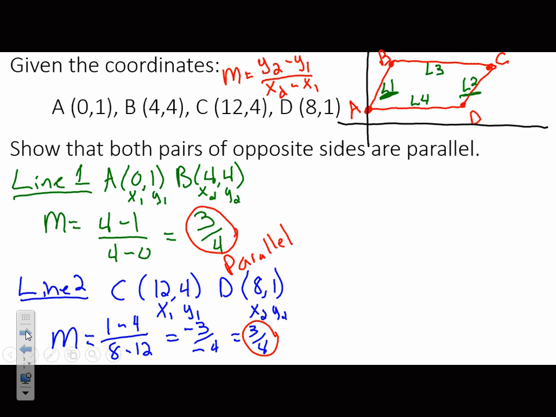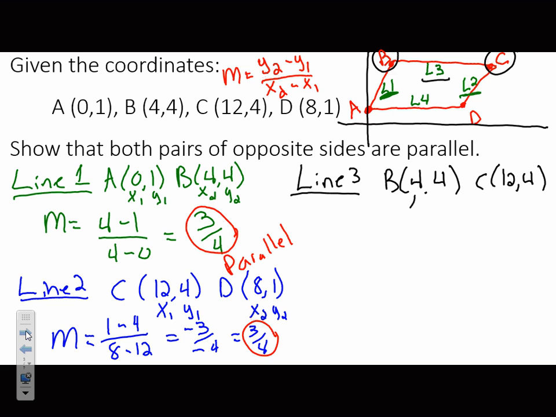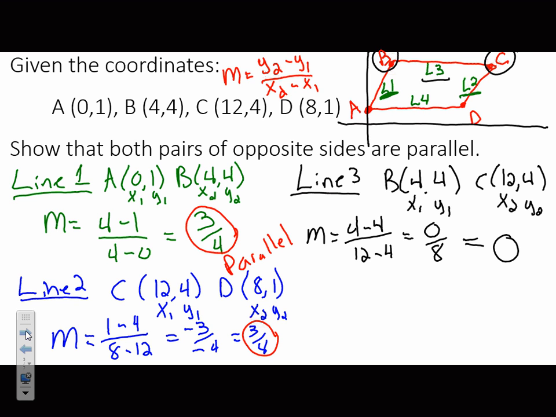Now I'm going to do the same thing for line 3 and line 4. Line 3 is up here. I'm going to use B and C. B is (4, 4), and C is (12, 4). So my x1, y1, x2, y2. m equals 4 minus 4 all over 12 minus 4. So I get 0 over 8. If I simplify that, I'm just going to get a slope of 0.